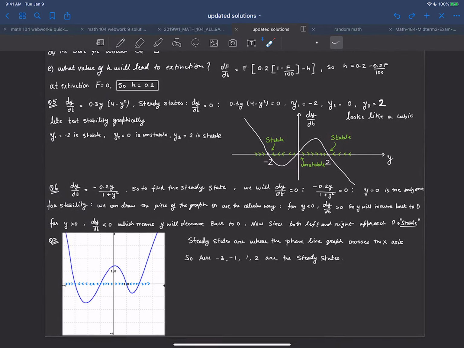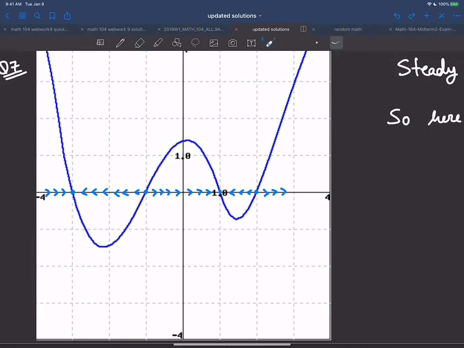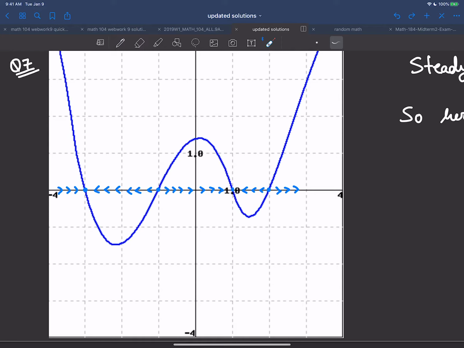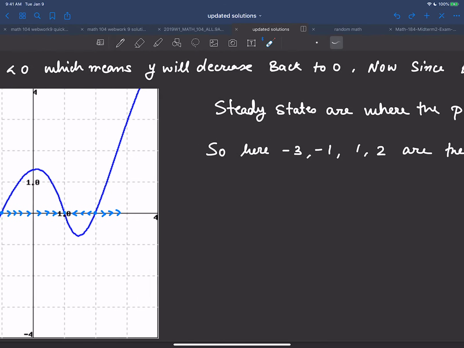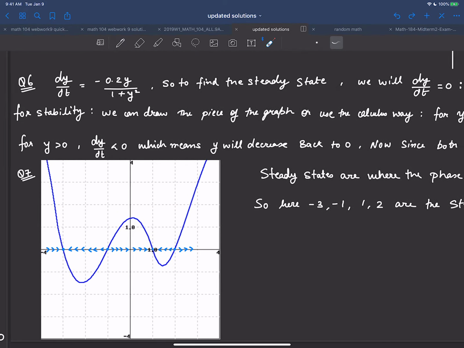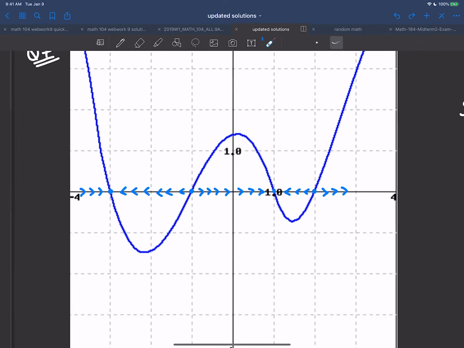So we have a bunch of steady states here. I'm just going to zoom in so you can see it. The steady states are the zero crossings of this graph. So in this case, it will be -3, -1, 1, and 2. We're going to be observing the stability of these states. Even though the question is not asking us to do it, just for the practice, we're going to do it. So again, two ways.